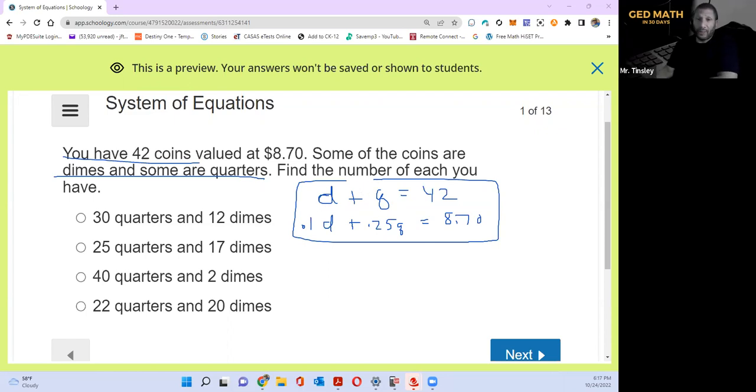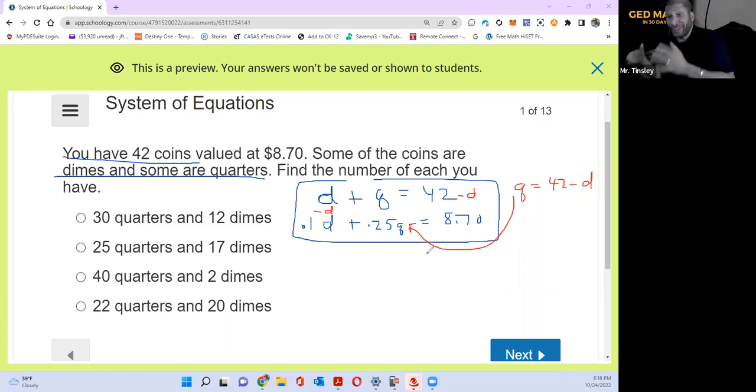I'm going to take one of the equations and solve. Remember, the purpose is to eliminate one of the variables. So I'm going to subtract D from both sides. So I'm going to have Q is equal to 42 minus D. If you want to get rid of one of them, that's called elimination. If you want to substitute one of the variables, this is substitution. So we solve for Q. We're going to take Q and plug it in right there.